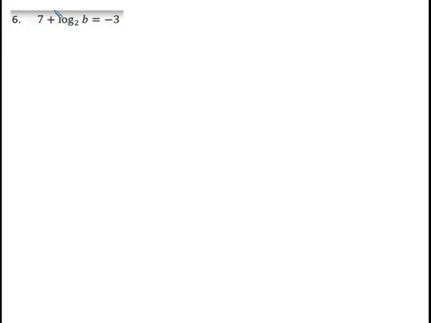Alright, so let's try another one. Since we're starting with a log, let's get that piece all by itself. So we would have to move over the 7. When we subtract 7, we'll get negative 10. Now that we have the log all by itself, let's convert it into an exponential. We would have a base of 2, a power of negative 10, because logs are always equal to powers, and our answer, if you will, would be b.